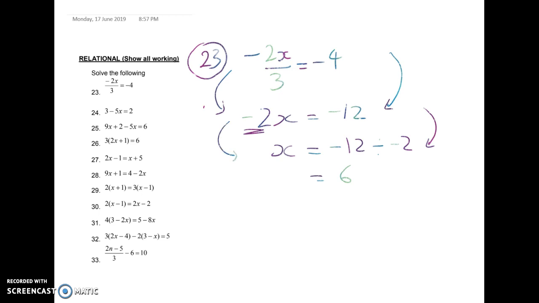Right, so here, what have I done? Well, I've multiplied by 3, okay? Or you can use a bubble diagram. But the main idea is that we're backtracking to end up back at the start where x is equal to 6. Number 24.